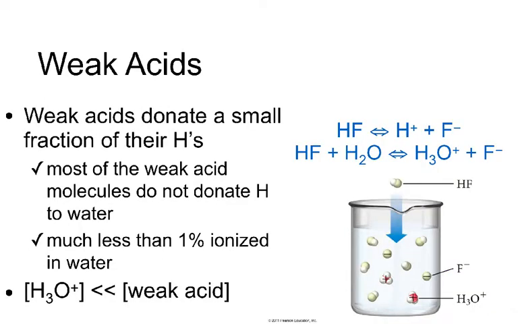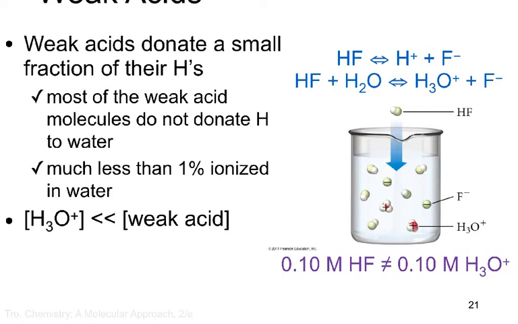Weak acids are only partially ionized. Just a fraction of them donate the H. Most of them do not. Here's where we really use the equilibrium arrows. And then the concentration of our H3O+ is going to be far less than that of the weak acid. We're going to have to use equilibrium calculations to figure out our concentration of H+.